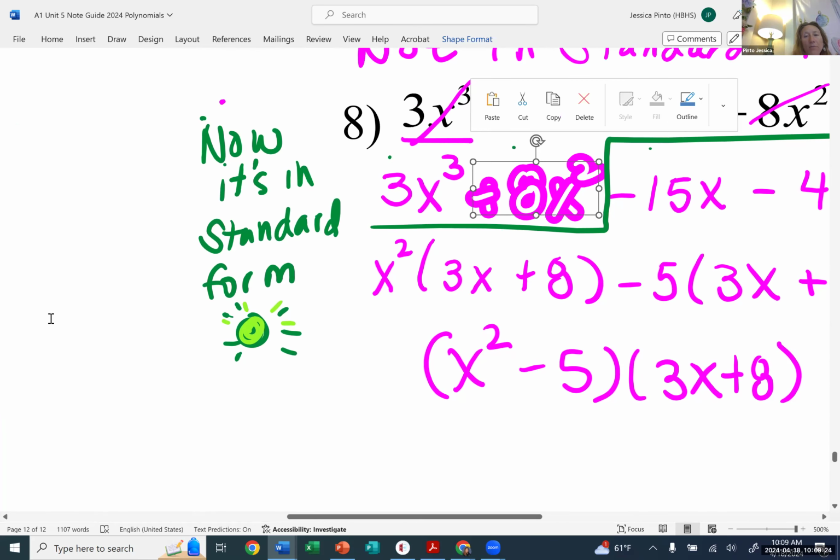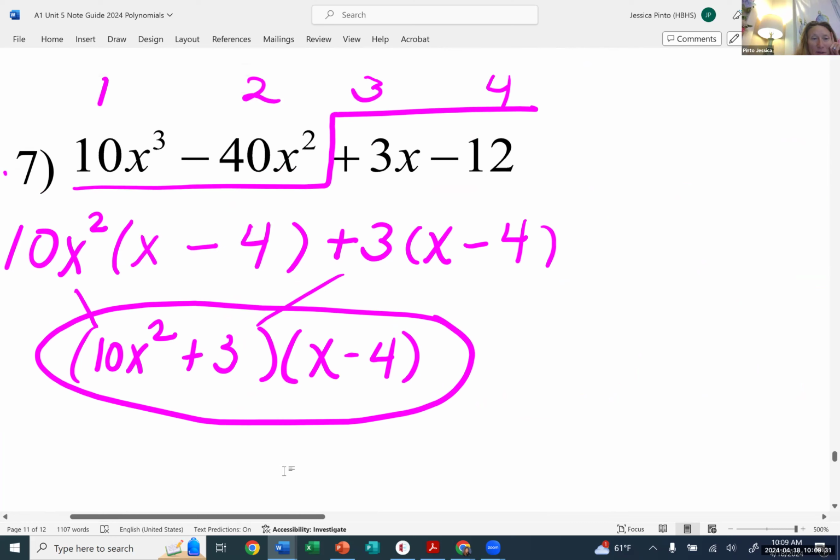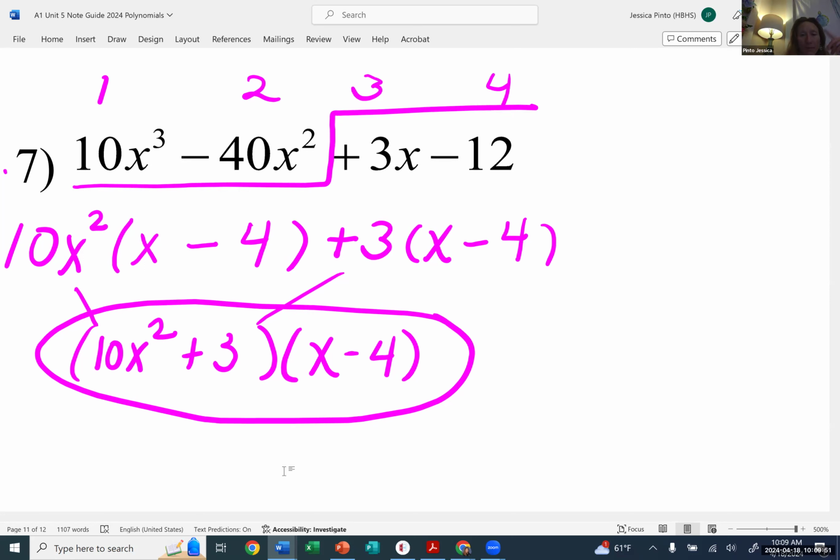Let's pop back to remind ourselves what we did. Here was one that we did by factoring by grouping. 1, 2, 3, 4. We saw the 10x squared from the first half. Then we saw the 3 from the second half. Then we looked to see that the binomials matched. They did. So then we took the numbers out front, we put them together, and then we wrote the binomial once. Hopefully you remember that. That's what we're going to do here.